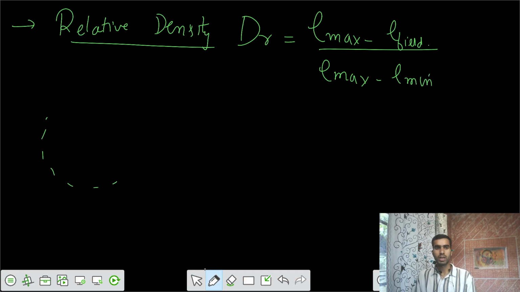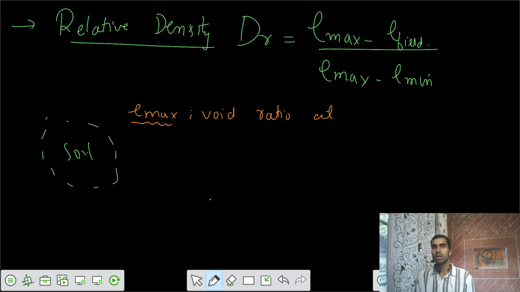So we are having some soil, and what does this Emax mean? Your Emax corresponds to the void ratio at the point where the void ratio is maximum. That means the volume of voids is more and the volume of solids is less.